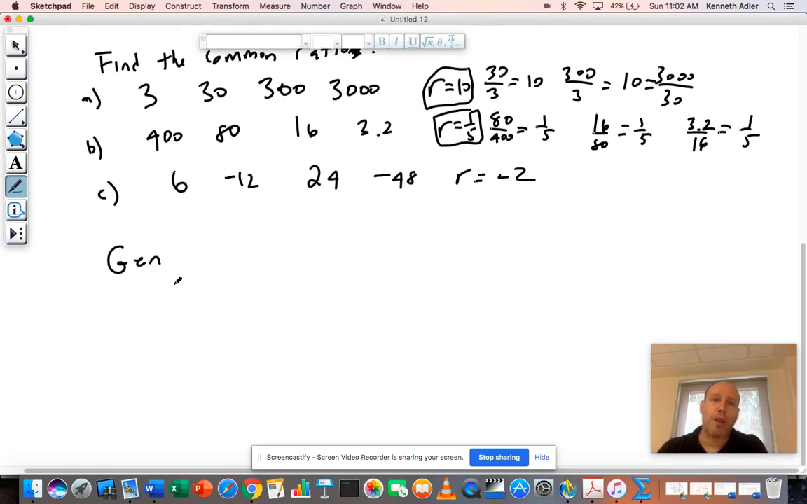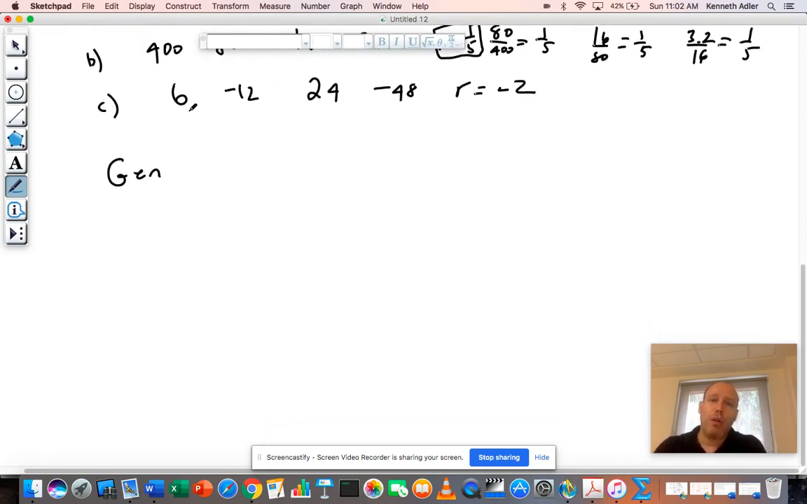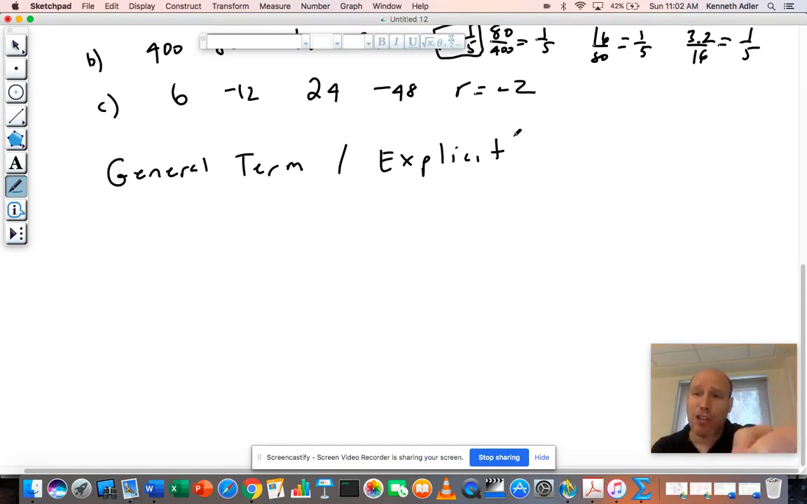Let me scroll up to the top of the page. Something called a general term. Well, you know what? That's another way of simply writing explicit formula. And as you recall from the last lesson, the recursive formula just tells you how to get to the next term. The explicit formula tells you how to get directly to a specific term, because I don't want to be adding or multiplying 20 times. I want to get to the 20th term.